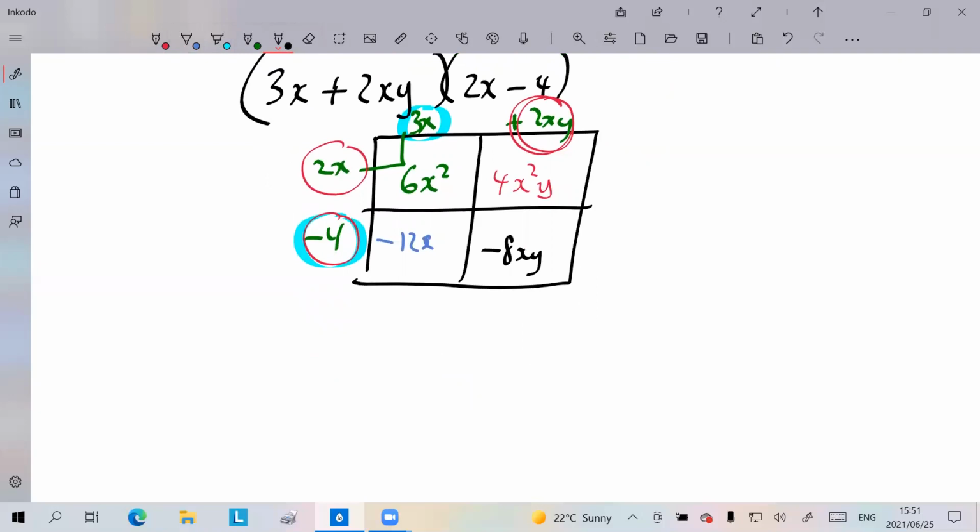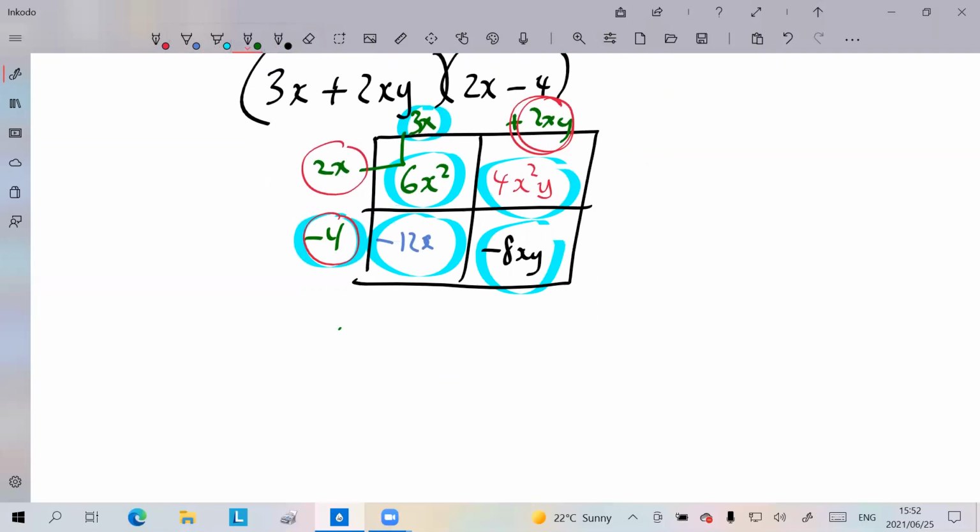If I did that correctly. Okay, this is a terrible example. Okay, but anyway, it's not terrible. It's still correct. Now let's see. Any like terms? I've got 6x squared. Any other 6x squared? No. I got 12x. Any other 12x? Any other x's? No. Any other x squared y? No. Any other xy? No. That's what's a terrible example.